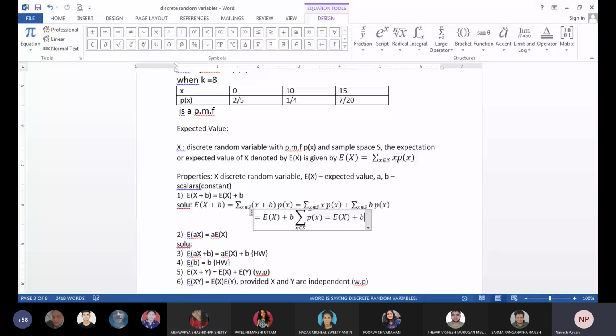Summation px is 1. Why? Because p of x is a probability mass function. So the second property says summation px is equal to 1. Right?